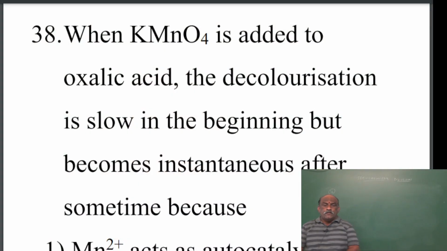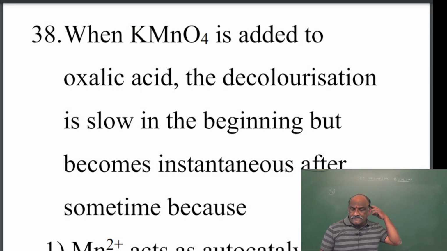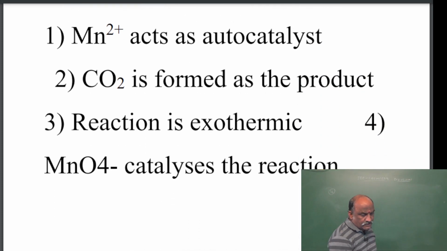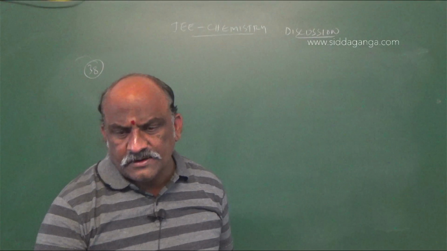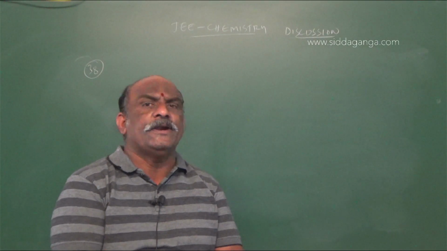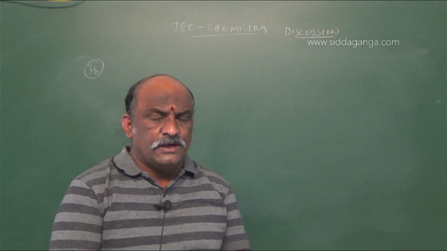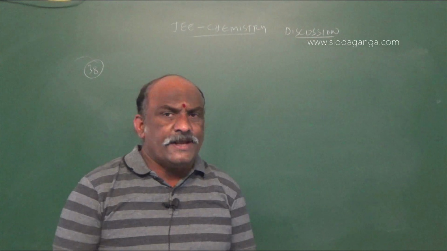When potassium permanganate is added to oxalic acid, the decolorization is slow in the beginning, but it becomes instantaneous after some time because Mn2 plus acts as autocatalyst, CO2 is formed as a product, reaction is exothermic, MnO4 minus catalyzes the reaction. So this is a direct concept background question, many times repeated in entrance. At starting, you already have an idea about this.